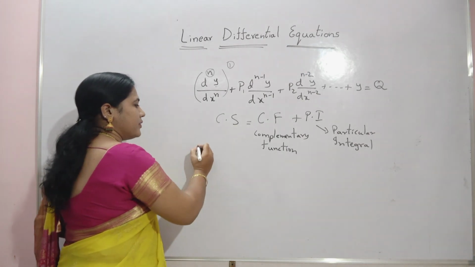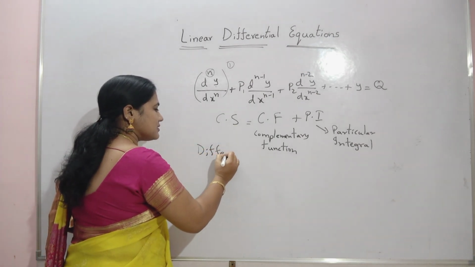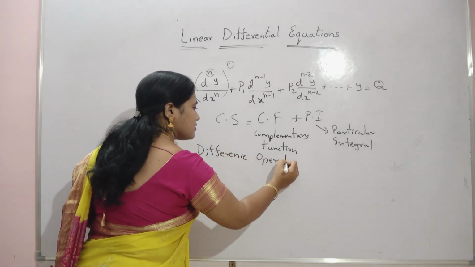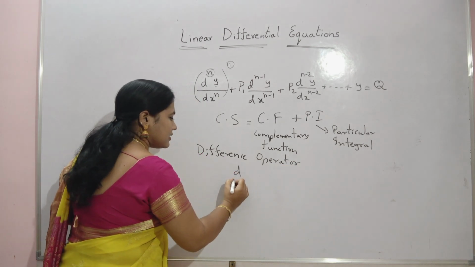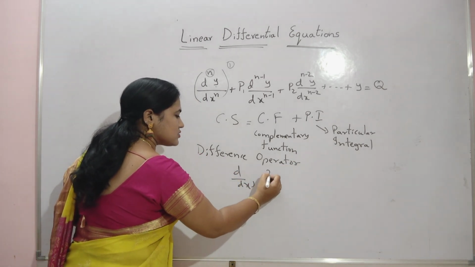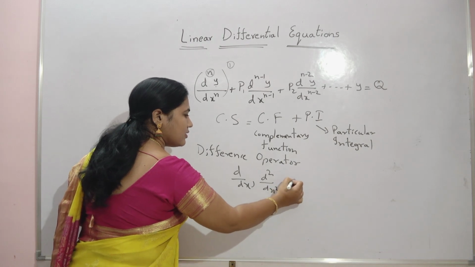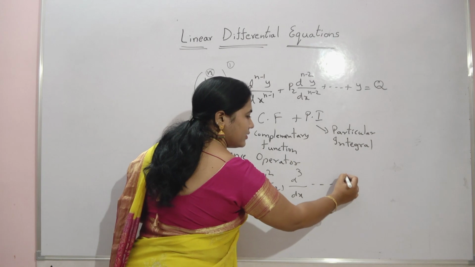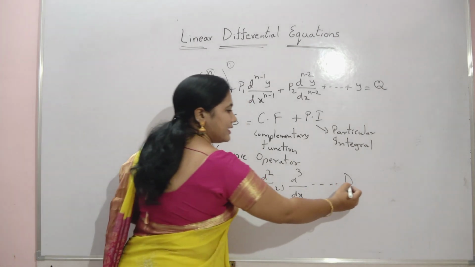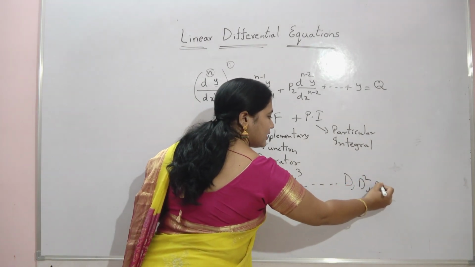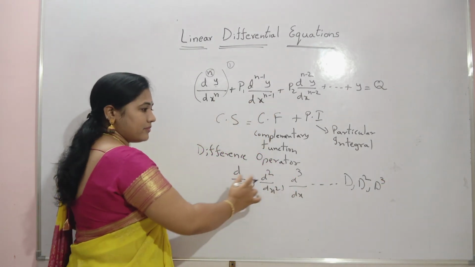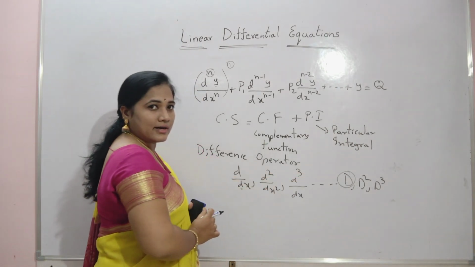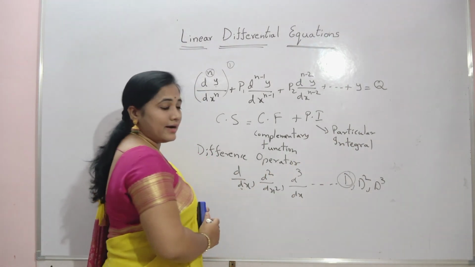And another important term is the difference operator. So that is d by dx or d square by dx square and d cube by dx cube. So this can be denoted with the symbol D, D square, D cube. So this is the difference operator, just the derivative is written as D. So D square and D cube.